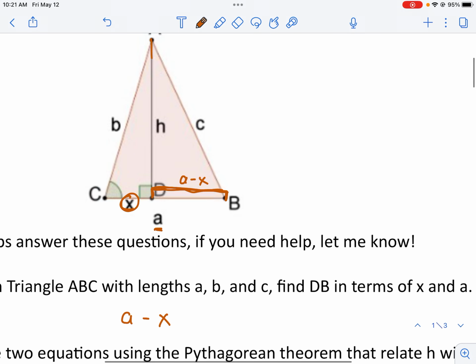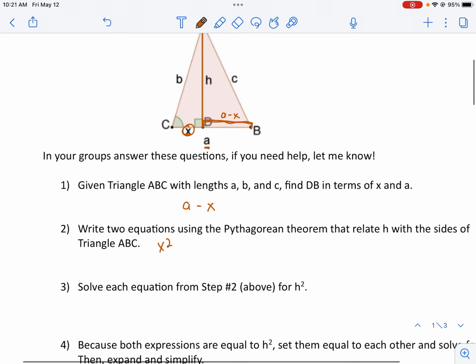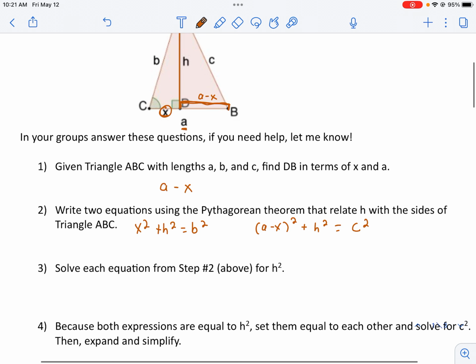Number 2 says, write two equations using Pythagorean theorem that relate H with the sides of triangle ABC. So we can see that because there's this line drawn in here, labeled H, it actually splits our triangle into two right triangles. So one of them would be x squared plus h squared equals b squared. And the other one would be (a minus x) squared plus h squared equals c squared. And those would be two Pythagorean theorems that relate with h.